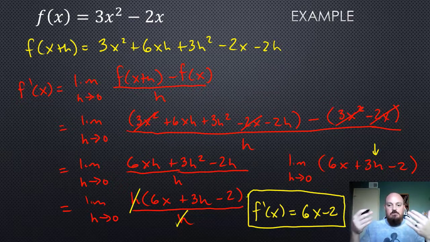Now remember, I told you the derivative doesn't give you an answer. Your answer isn't going to be 20 or negative 3. It can be, but it's not very often. The derivative gives you a formula that you use to find the slope of the tangent. And this is my formula right here, 6x minus 2.